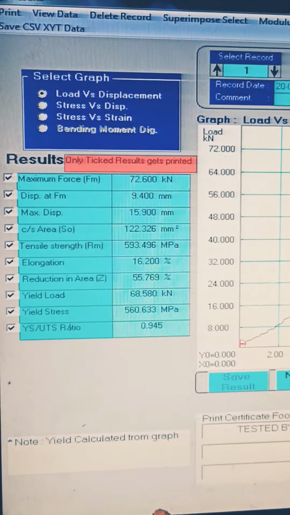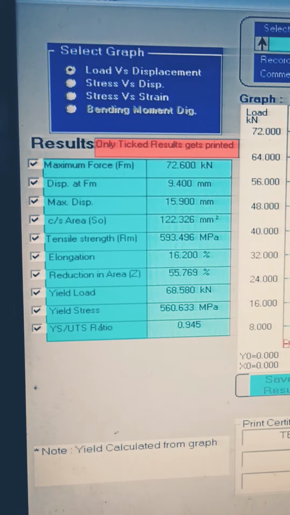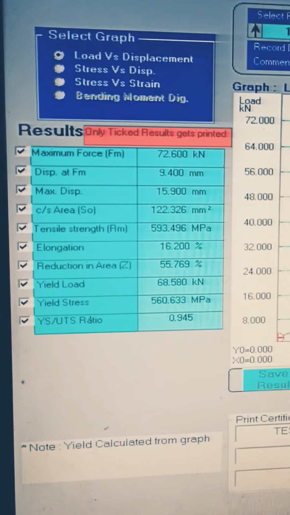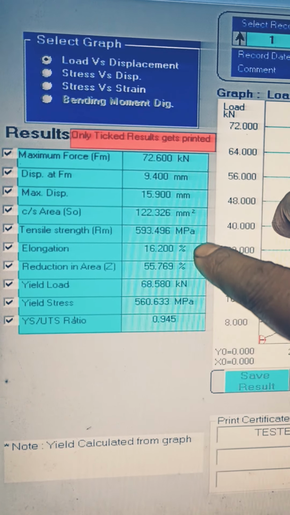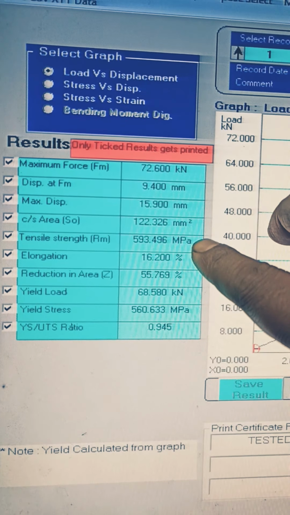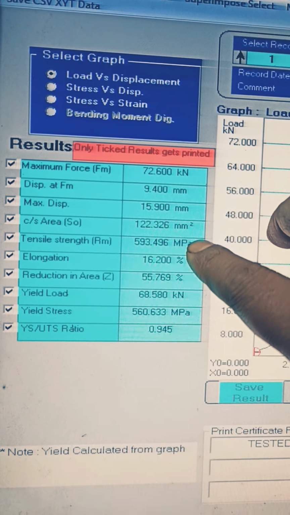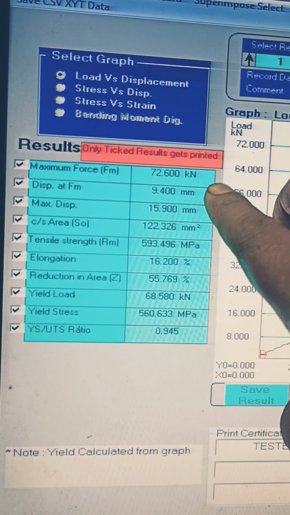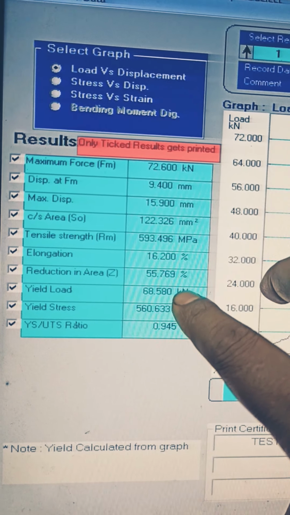This is the graph for the tensile test, load versus displacement. So from this we can conclude, as per the observed results, the tensile strength UTS is 593.496. This is a calculated value, calculated by dividing load by area and multiplying it by 1000, and the same goes for yield stress.